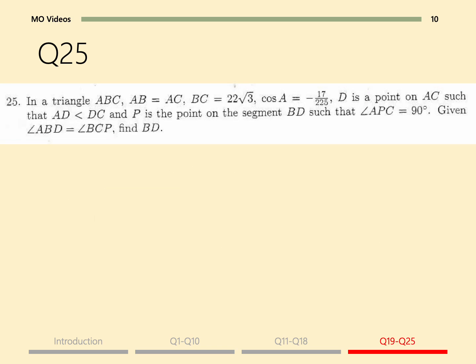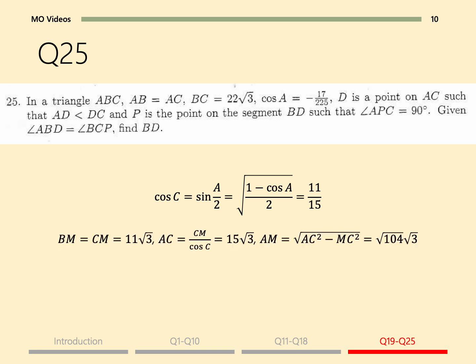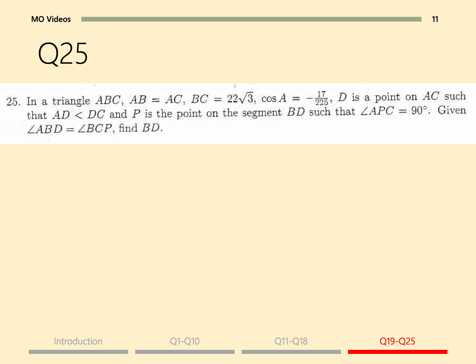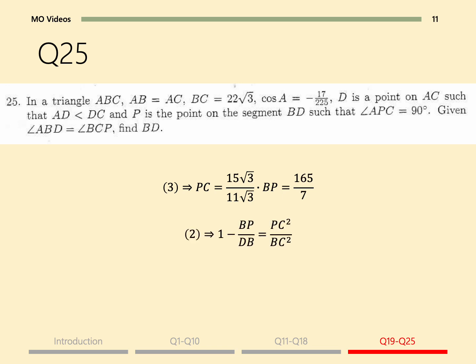Now, we continue the computation, beginning with the calculation of cosine C, which is 11 over 15, and following up with the calculation of the lengths BM, AC, and AM, as well as BP from equation 1. Following this, substituting the value for BP into equation 3 will give PC equal to 165 over 7, which we then substitute into equation 2 to obtain the value of BD, which is 28.